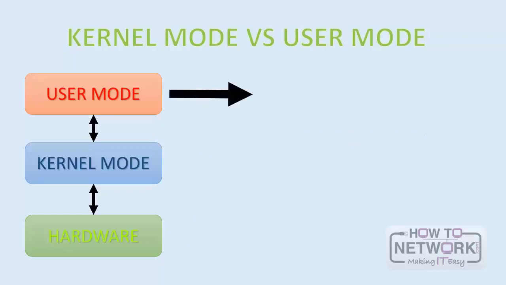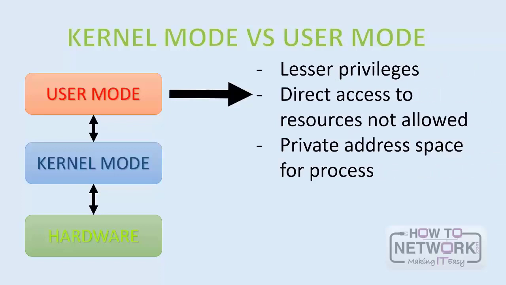User mode has the lowest privileges. It doesn't have direct access to resources. It has to pass through the kernel mode. It needs a private address space for each process allocated. This is the way only the private space of memory crashes if the process crashes.